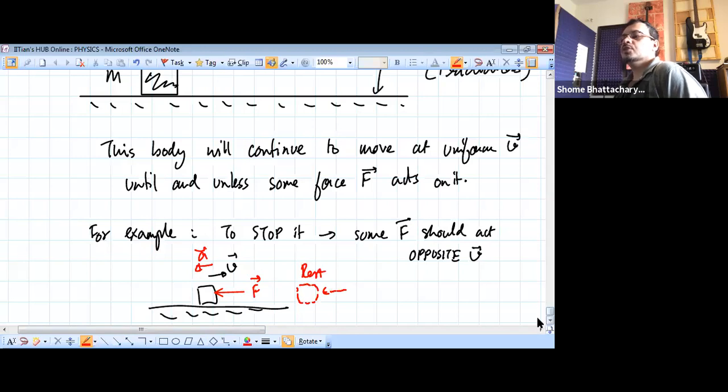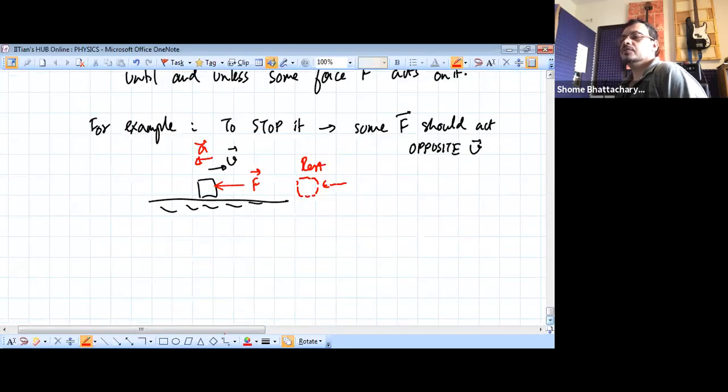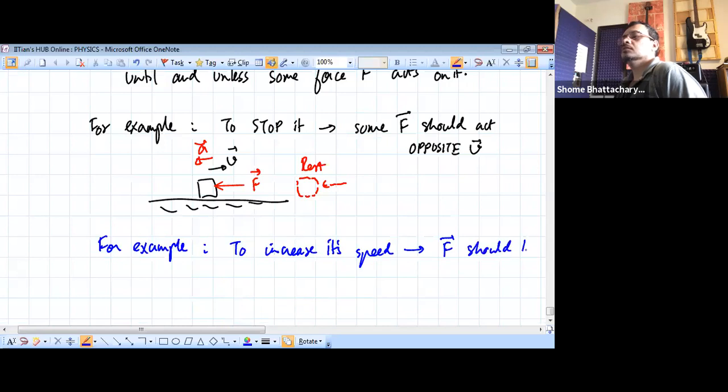Okay. Or for example, to accelerate it further, to increase its speed, force should be applied along the velocity vector.